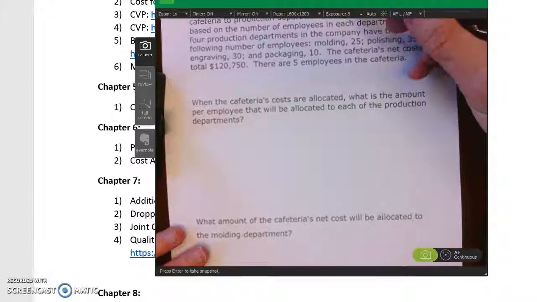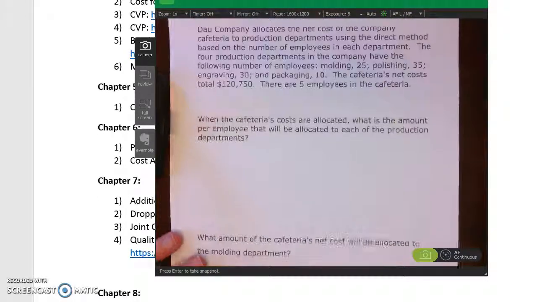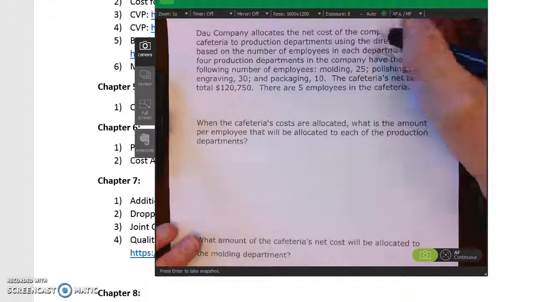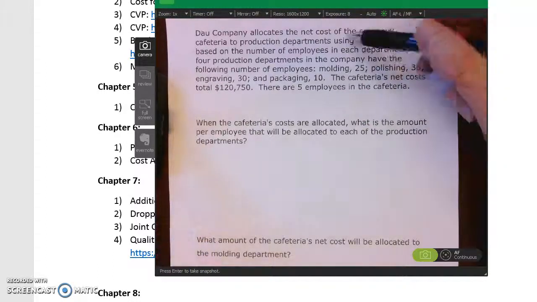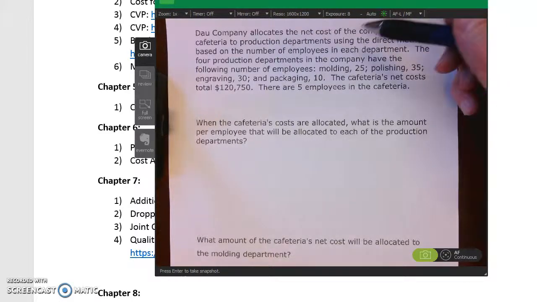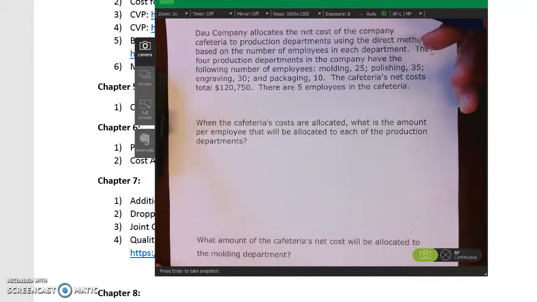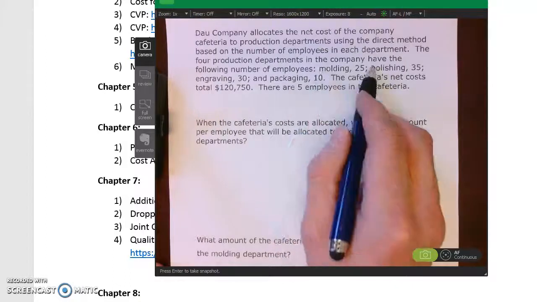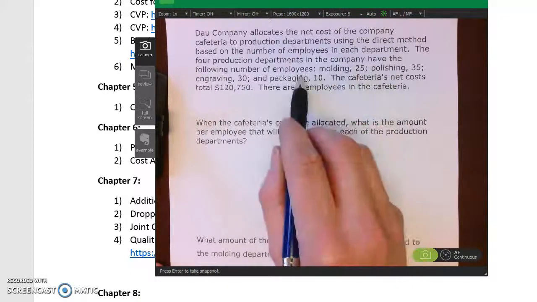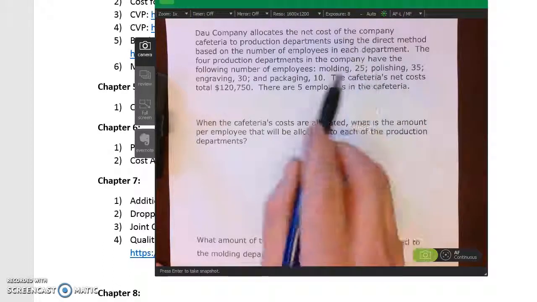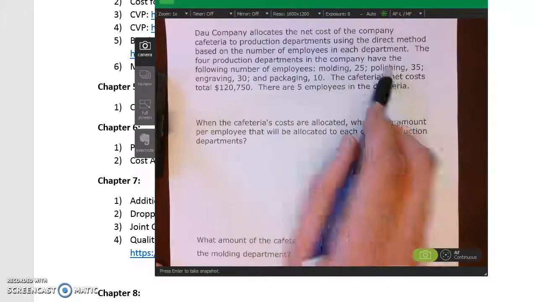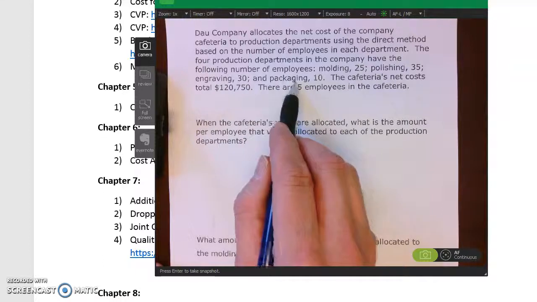And so we have our company cafeteria. That would be another example of a shared resource, right? That would be allocating its cost to these other departments. So the company cafeteria is a shared resource that will be allocating its cost out, okay? Based on the number of employees. And if you look over here, company cafeteria is going to allocate out to molding, polishing, engraving, and packaging, okay?